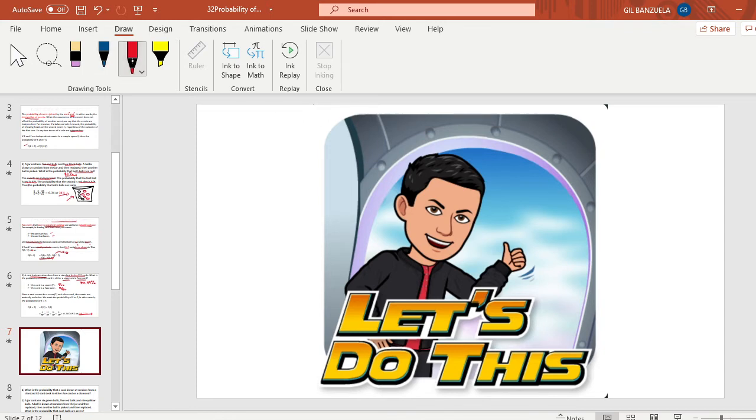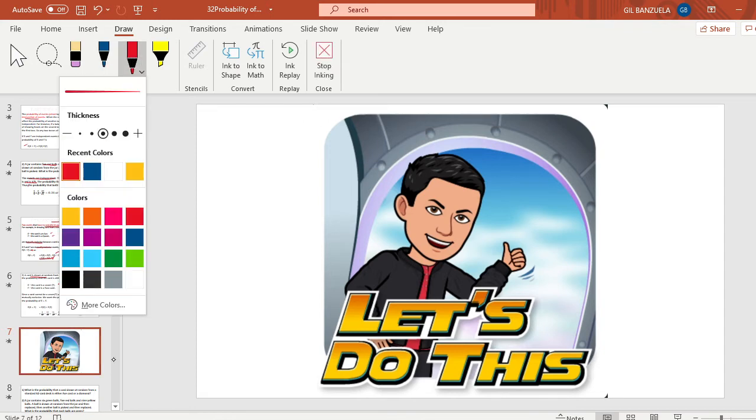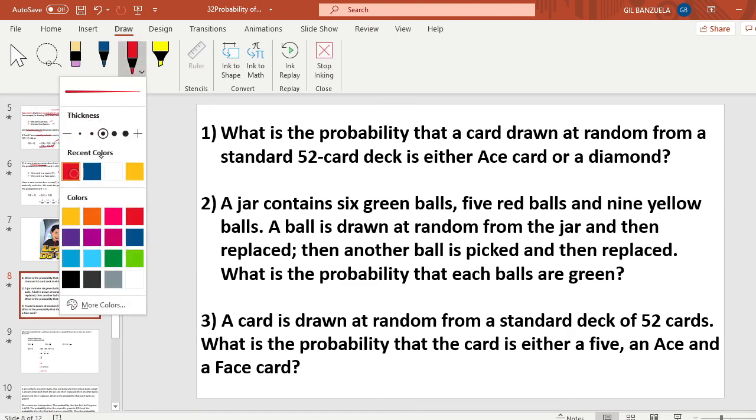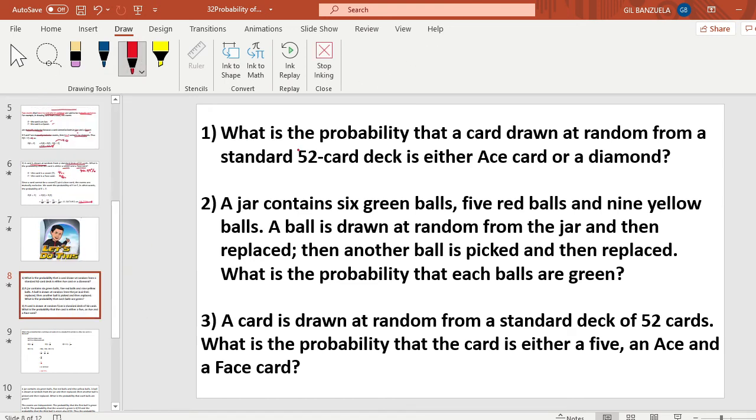Alright guys, at this moment I guess you are ready, so it's your turn to solve some problems. Here are the first 3 problems that you are going to solve. What is the probability that a card drawn at random from a standard 52 card deck is either an ace or a diamond? When I say 52 card standard deck, it has no joker, no?